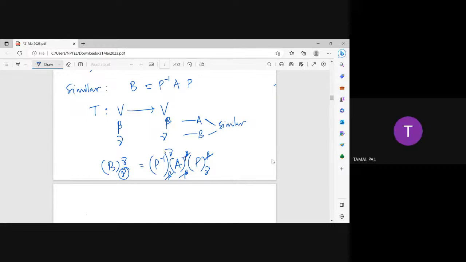Ma'am, is it mandatory for the beta to beta and gamma to gamma? We cannot change. For similar matrices, it should be the same basis for both domain and codomain. You cannot write beta to gamma. If you write beta to gamma, they will be equivalent, not similar. Madam, here we will not say gamma 1, gamma 2, and beta 1, beta 2? You can say beta 1, beta 1, beta 2, beta 2. Not gamma 1, gamma 2. Same vector space, no? Domain and codomain should have the same basis.